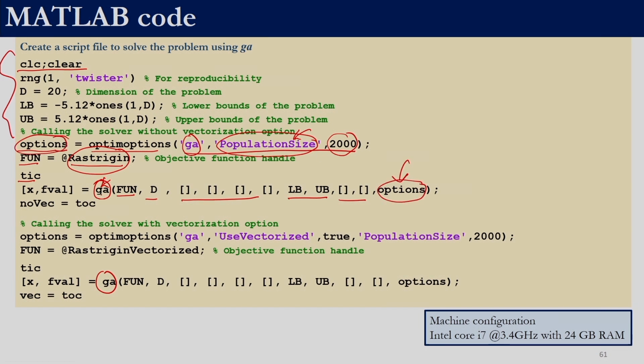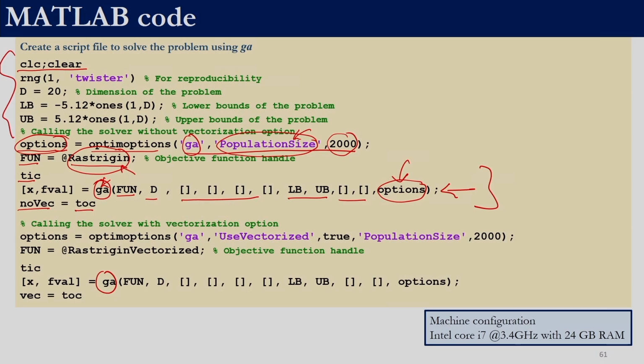So, in this case MATLAB will solve this problem using this function, which is not vectorized, with a population size of 2000. At the end we have tic and toc, which is like starting and stopping the stopwatch, and the time required to complete execution is stored in this variable NOVEC. That will tell us the time required for solving this problem without vectorization.